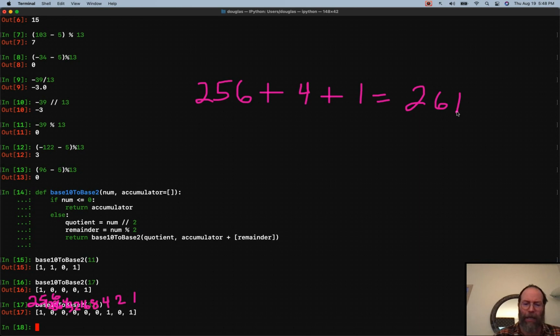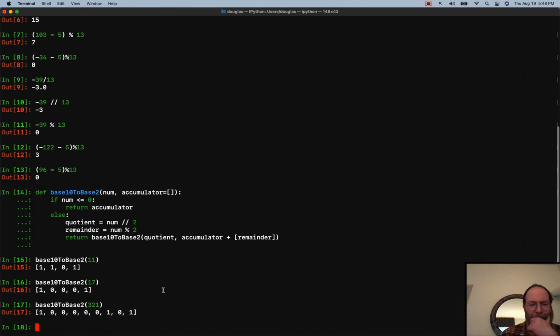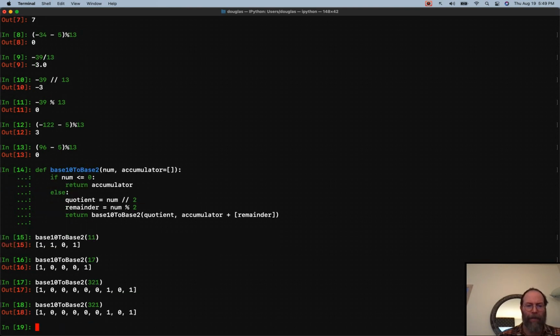Hold on just one moment. That is a little bit strange. If number is less than or equal to 0, we have a problem here. Base 10 to base 2 of 321. There is an issue going on here. Quotient, accumulator plus remainder. This should be working just fine. Hold on one second. Let me check something.